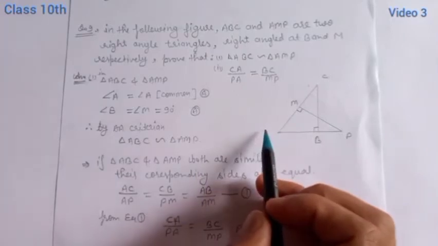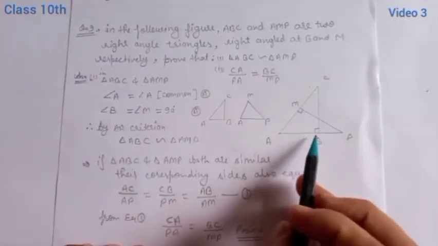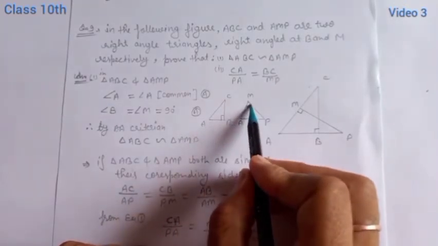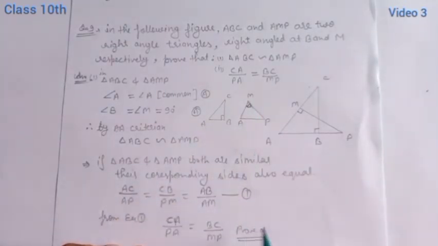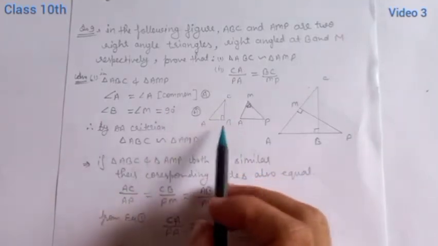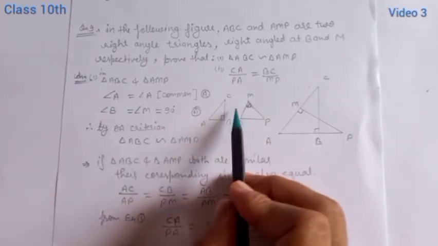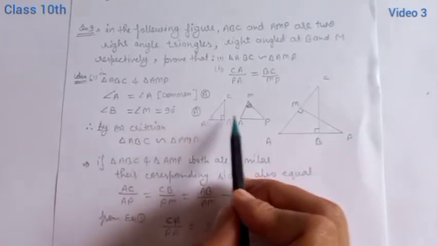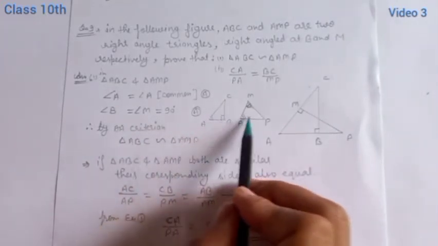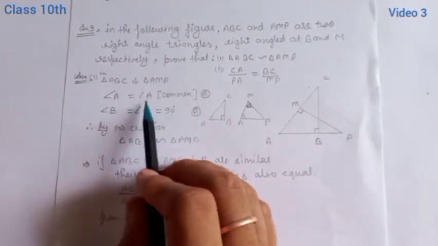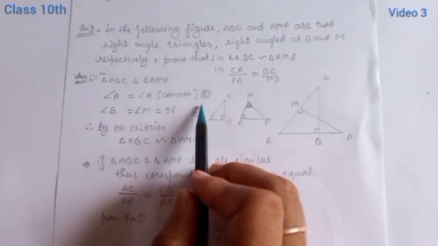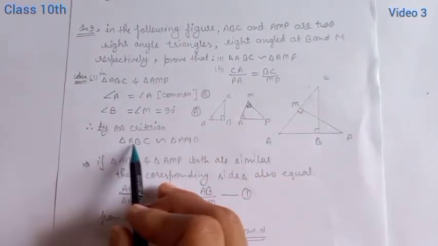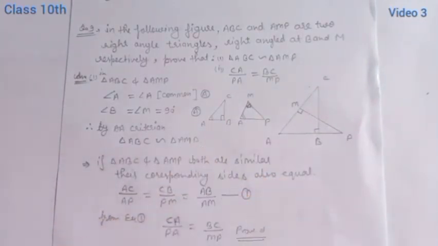In both triangles, a copy of each triangle is drawn here. Here is a right angle and here is a right angle. Students, after comparing you observe that angles B and M are both right angles. Second, you can see angle A is common in both triangles. So by AA criterion, this triangle is similar to this triangle. Hence, students, ABC is similar to AMP.